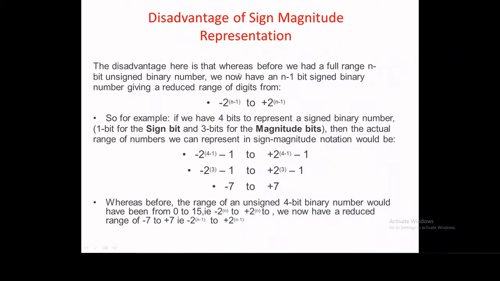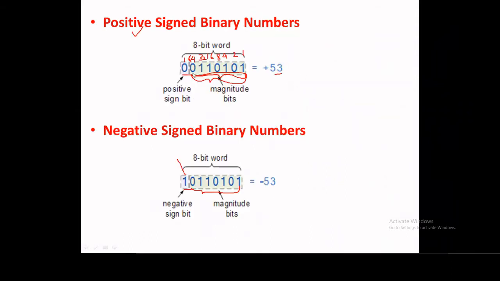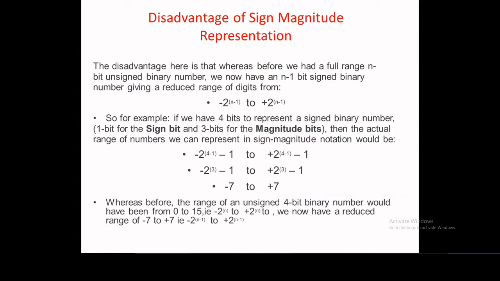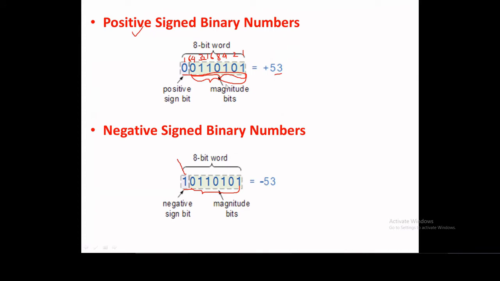Whereas in signed binary format, in this sign magnitude representation, we now have to use n minus 1 bits for the magnitude, right? Suppose we are representing this binary number in an 8-bit format. Only 7 bits we can use to represent our magnitude and 1 bit as a sign bit. Means here the range is decreased. So only n minus 1 bits are used for the magnitude. We now have an n-bit sign binary number giving a reduced range of digits from minus 2 raised to n minus 1 to plus 2 raised to n minus 1. How is it? Suppose I take the same example.